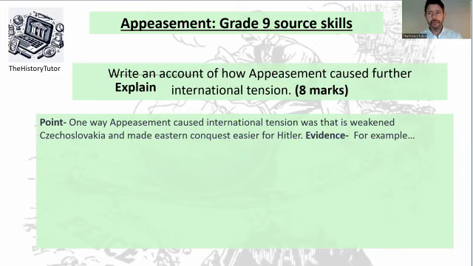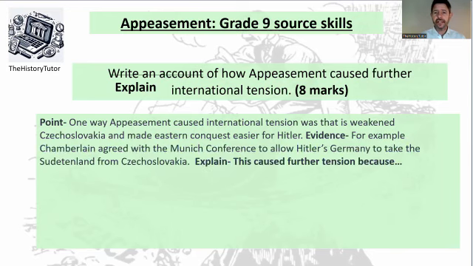So let's work through this one. You can pause and work with me and write a paragraph with me in your revision guide or using paper. And if not doing that, you can just watch me go through the answer. So pause now and think about some evidence from the appeasement events that would back this up for you. All right, so here's what I've gone for.